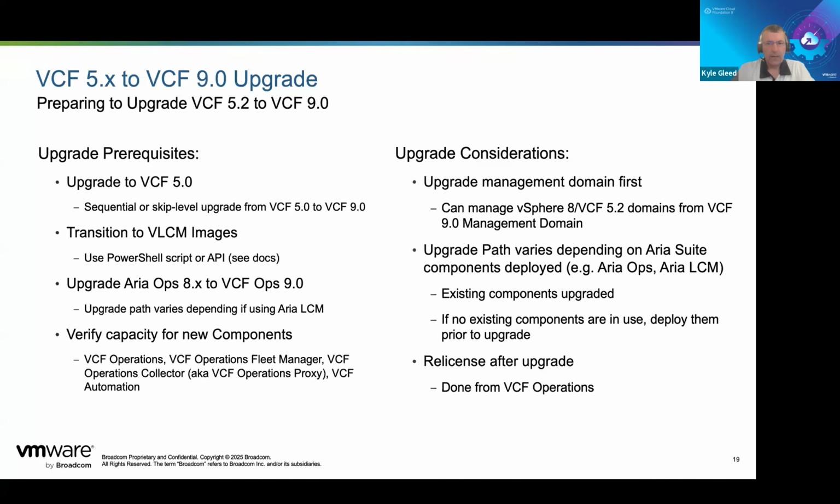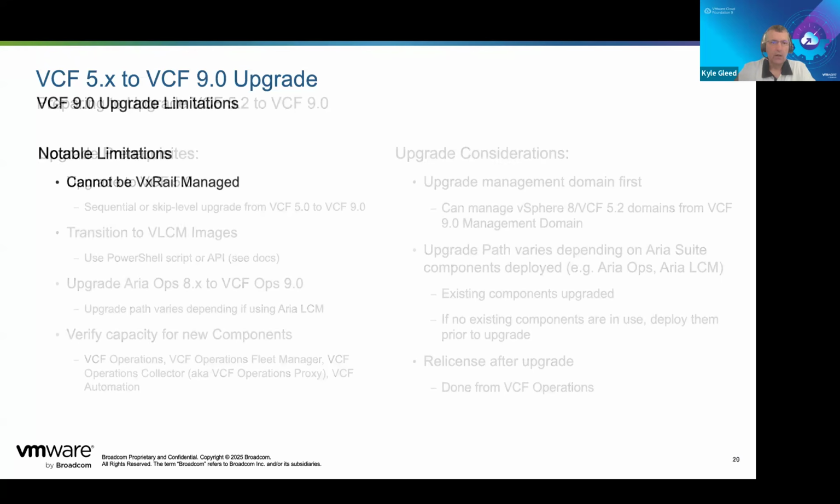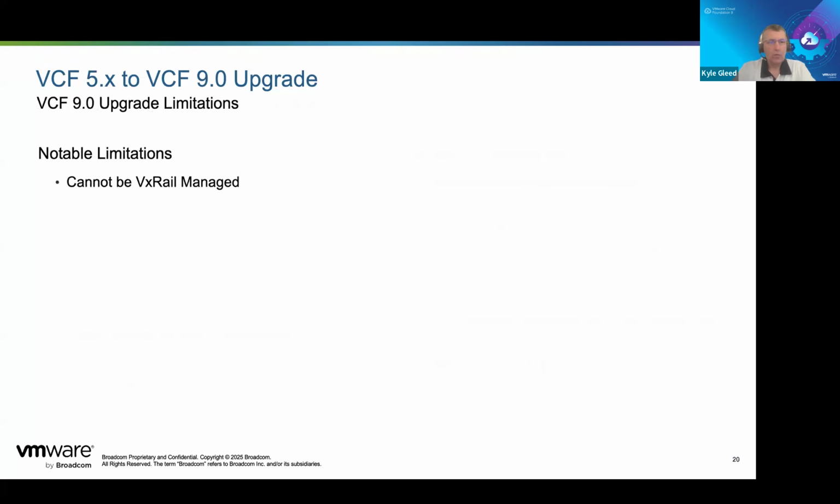All right, the upgrade path again is going to vary depending on the components that are already installed. We're going to go through that, and you will need to relicense when we're done. Okay, so the big notable limitation here is, again, if it's a VxRail environment, we are still working on that upgrade path, so stay tuned. Most of the limitations are things that we expect to be able to resolve shortly with future updates and partnership with our partners.